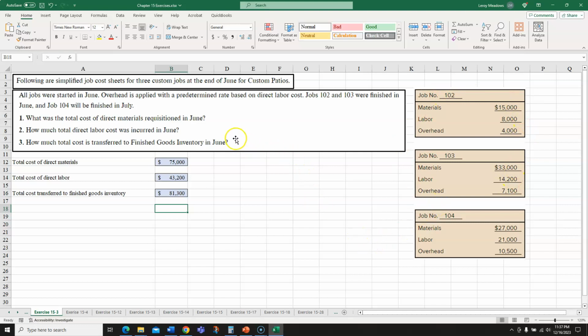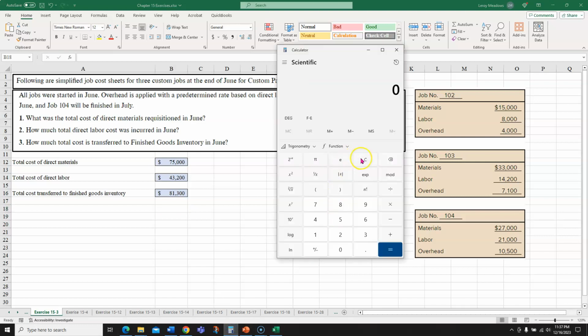An unanswered question I could ask is how much was my ending work in process inventory at the end of June? That would be the total of jobs not completed, and we only have one job not completed. So I would just add in all the materials, labor, and overhead for the job not completed: 27,000 plus 21,000 plus 10,500 for a total of $58,500. That would be my work in process balance at the end of June.